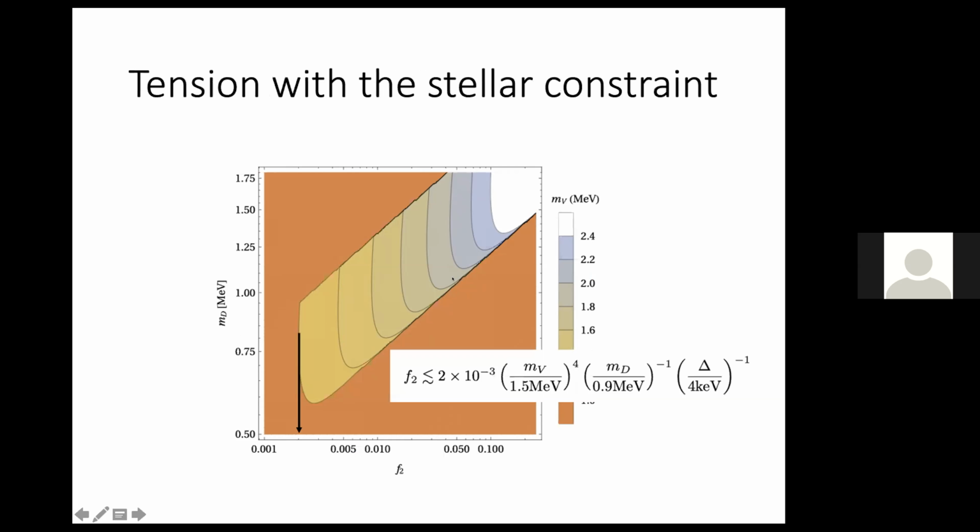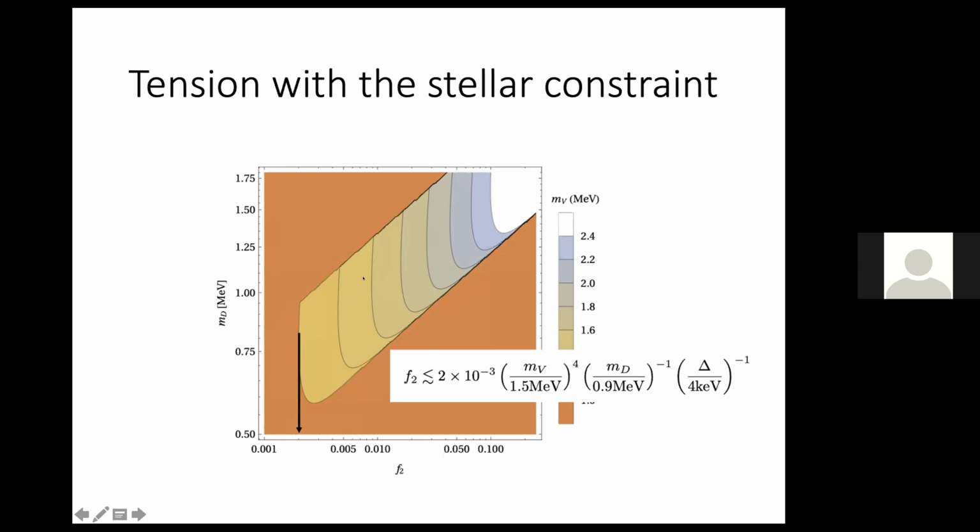Now, if we impose the constraint from the supernova, we can see that it is very marginal to use this model to fit the Xenon excess. The supernova constraint tells us that F2 must typically be smaller than 10 to the minus 3, and this is just the marginal value of F2 of the best fit.